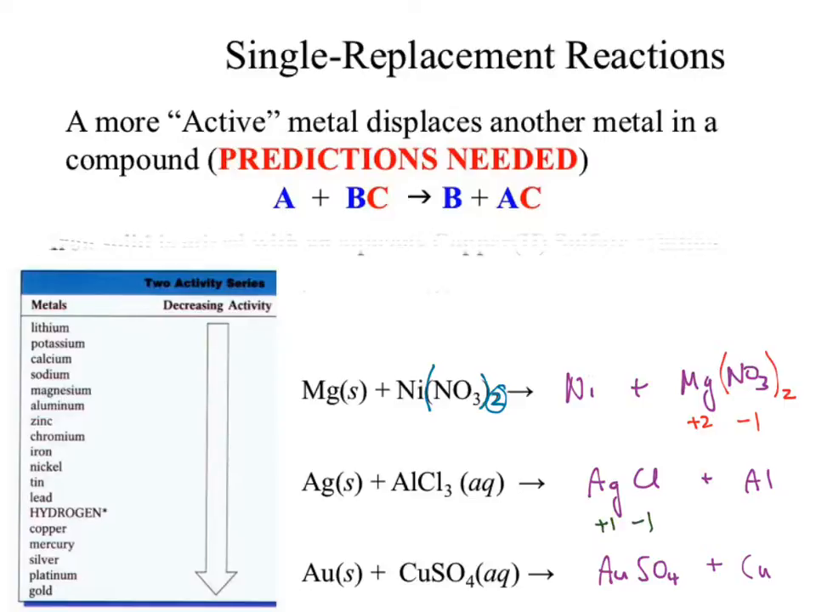Okay? So if the gold was a +3, this formula is incorrect. So to predict your product correctly, you officially need to know the charge. Okay? Are all of those correct? Yes.